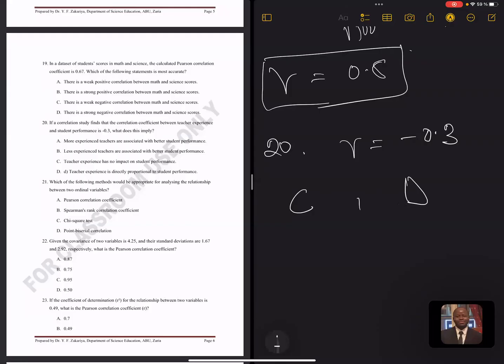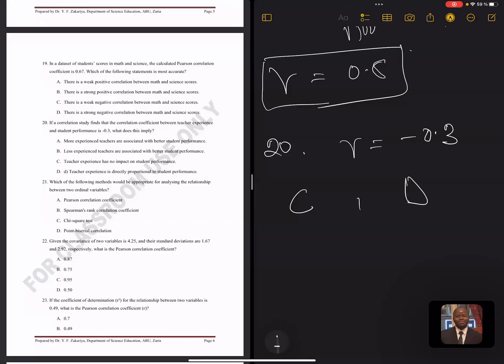Okay. So let us analyze the first answer, which is C. C says teacher experience has no impact on student performance. Before you can talk about this in any correlation study, the correlation must be what? Zero. If there is no linear relationship between your variables, the correlation must be zero. But in this case, the correlation is not zero. It is minus 0.3. So the answer cannot be C.